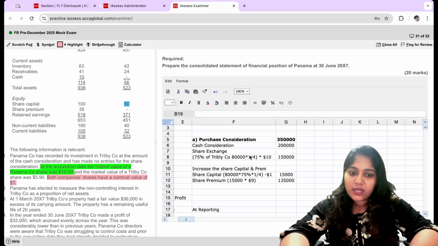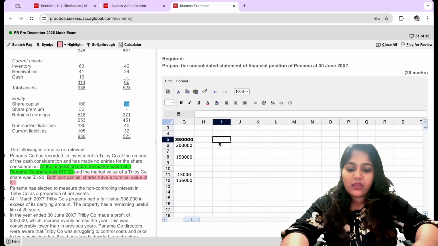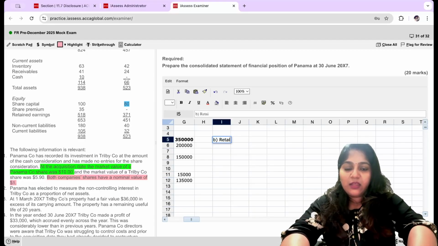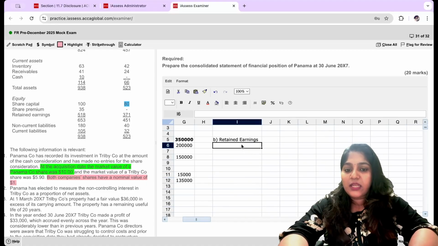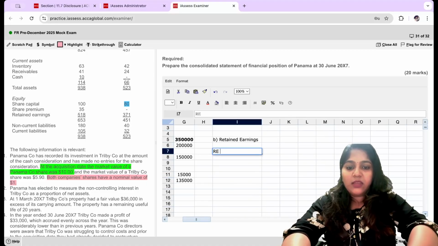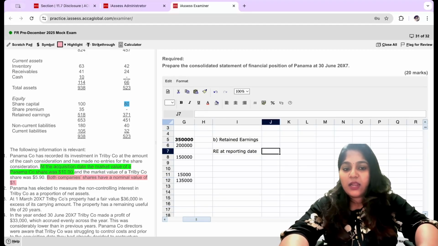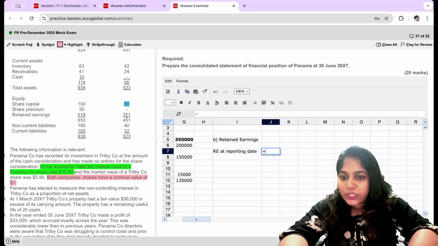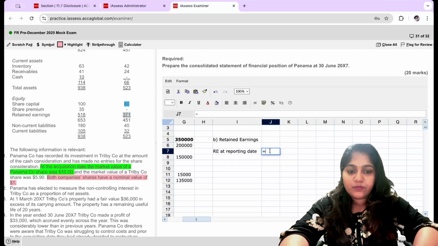Yes. Now this is the time that, just like how I calculated purchase consideration, I will also calculate one more thing, retained earnings. As far as I know, I don't think there are any adjustments that I have to do for retained earnings. So what is my retained earnings at reporting date? It is given in the question, it is $371,000.